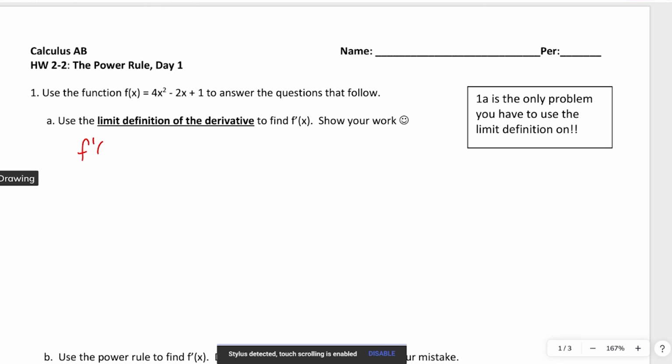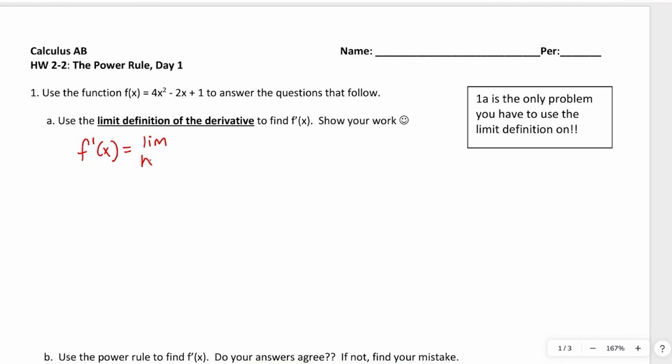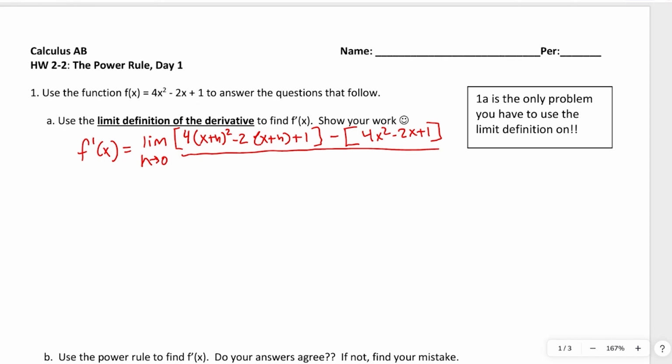So f prime of x, that's the slope of f of x, or the derivative of f of x, is equal to the limit as h approaches 0 of f of x plus h, which is 4 times x plus h squared minus 2 times x plus h plus 1. So all that is f of x plus h minus f of x, which is 4x squared minus 2x plus 1, all over h. Now we'll go ahead and simplify that numerator a little bit.